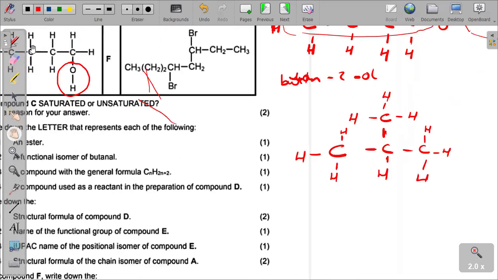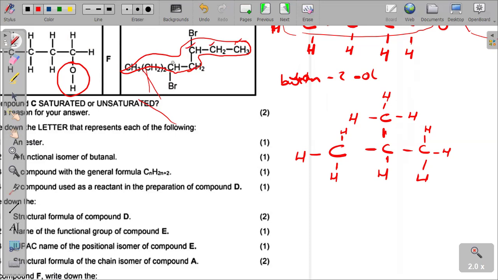First things first, we identify the longest chain, and apparently the longest chain of carbon atoms that we can have is this one. We're just circling the carbon atoms there. So how many C atoms are we going to have there? 1, 2, 3, 4, 5.